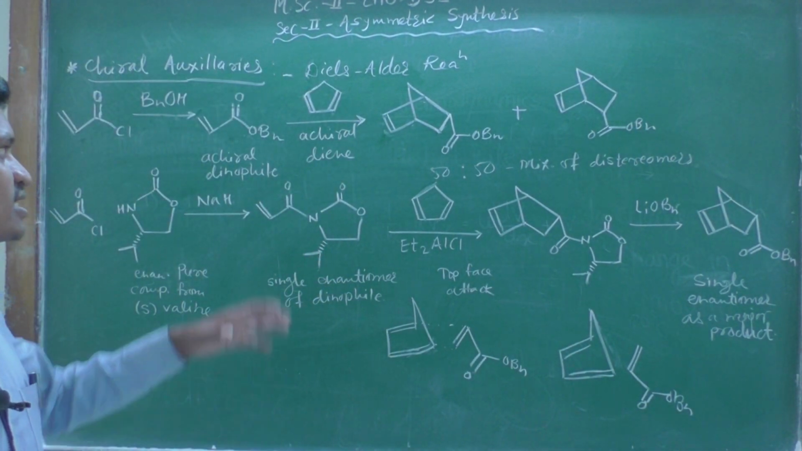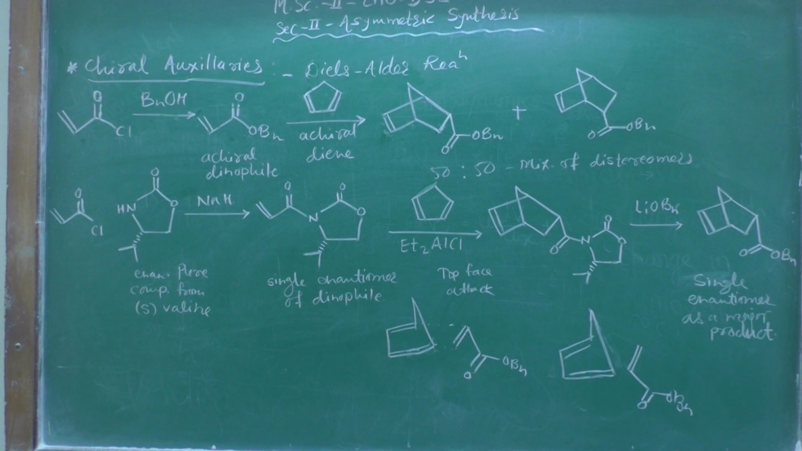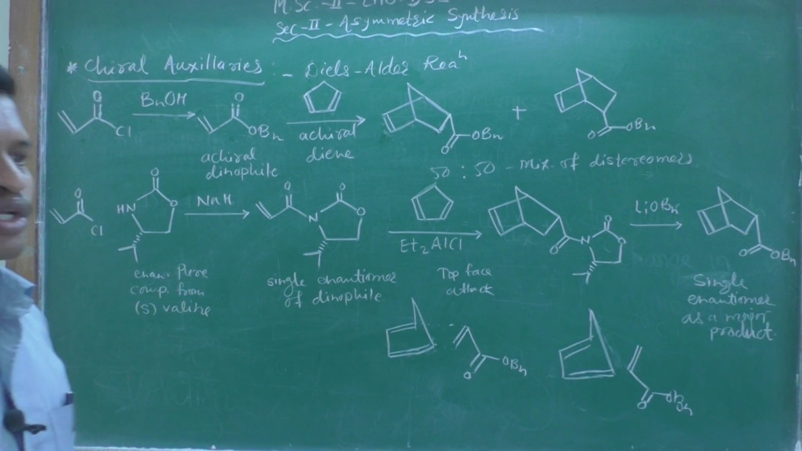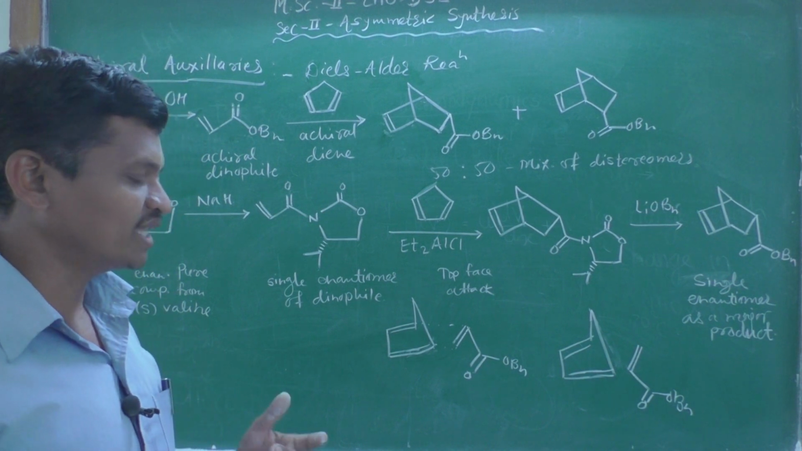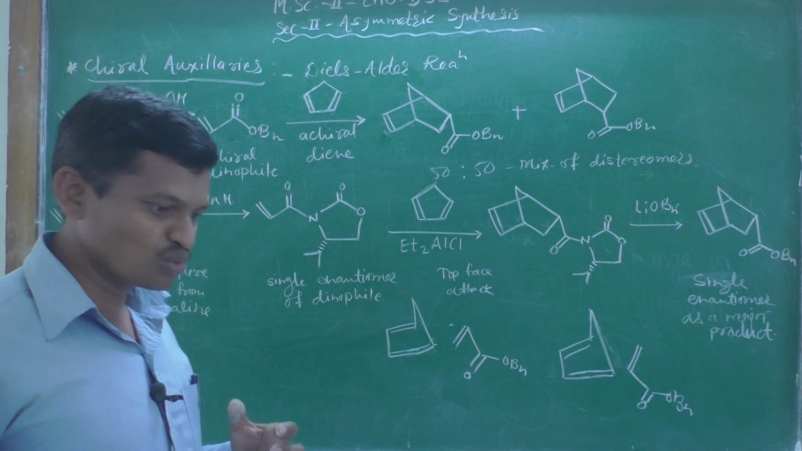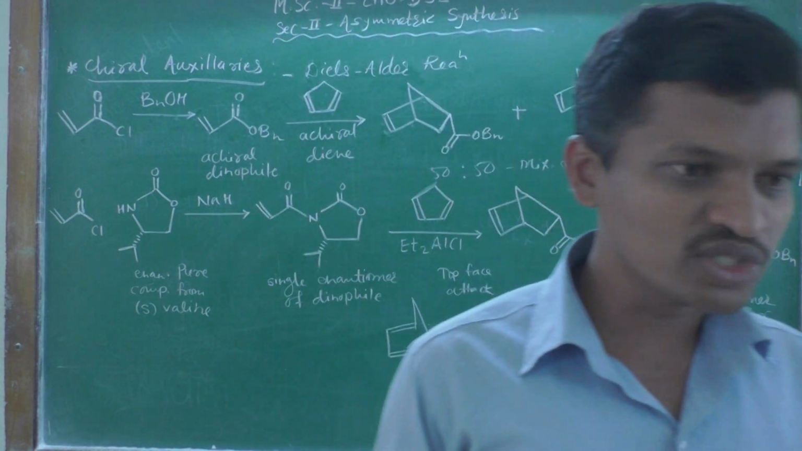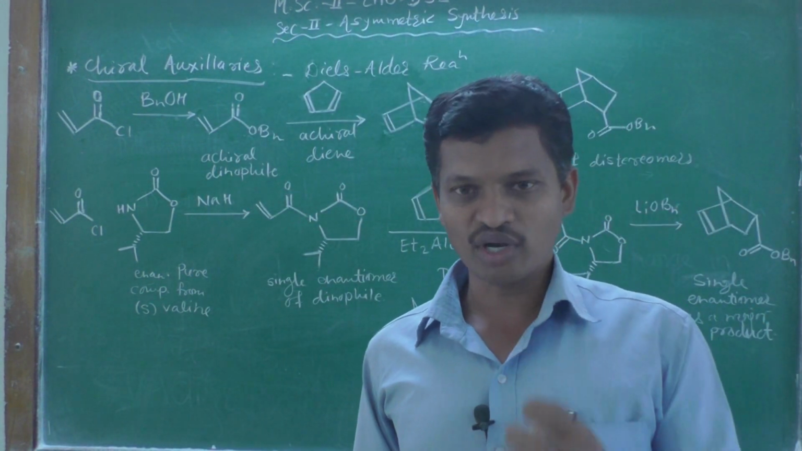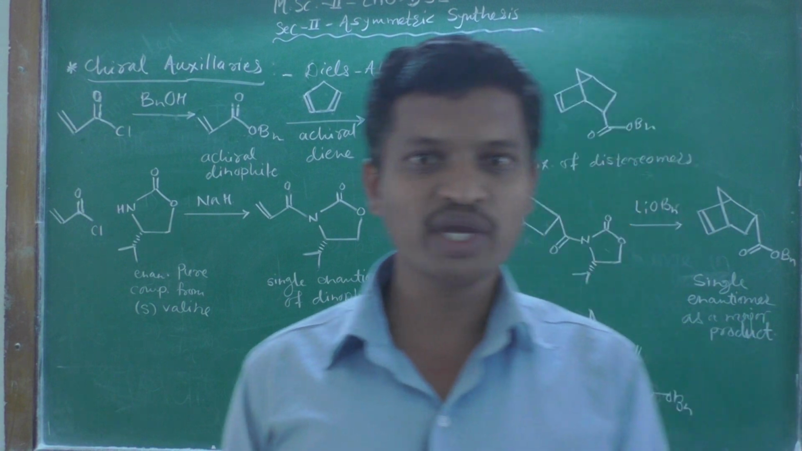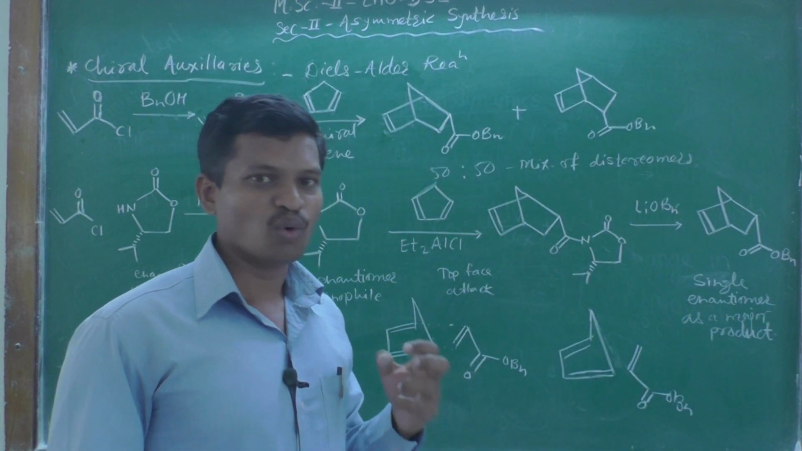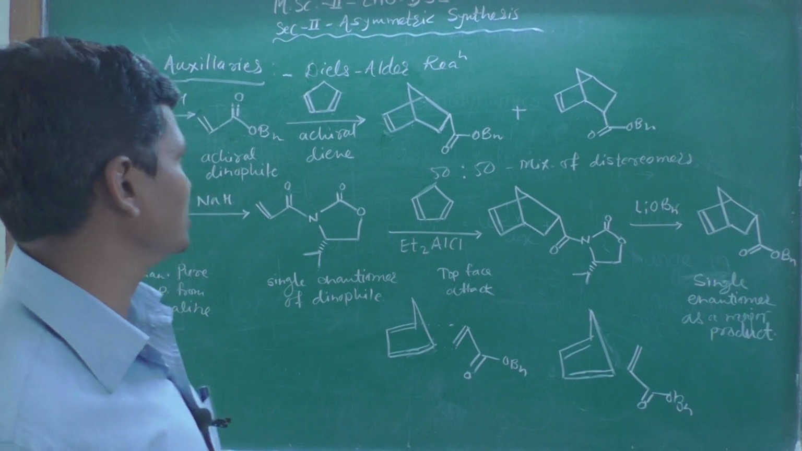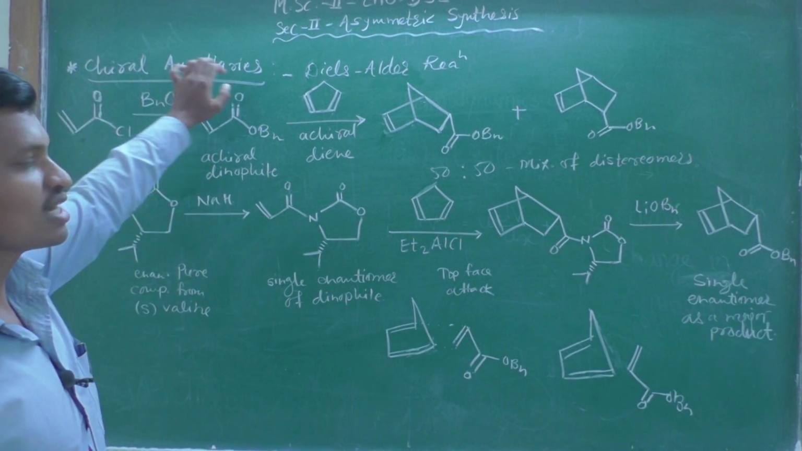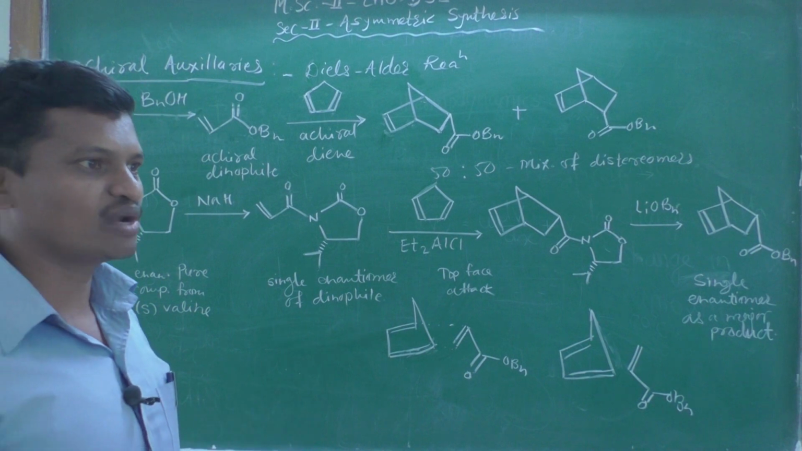Such compounds form useless products. So if we are going to synthesize a product of a Diels-Alder reaction which delivers only one type of product, that can be possible using a new concept known as chiral auxiliary. Now what is this chiral auxiliary?